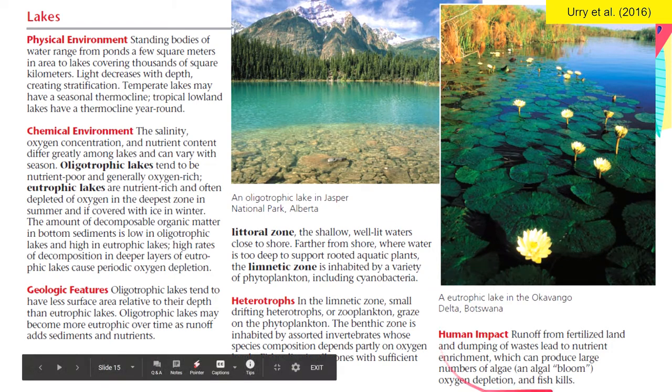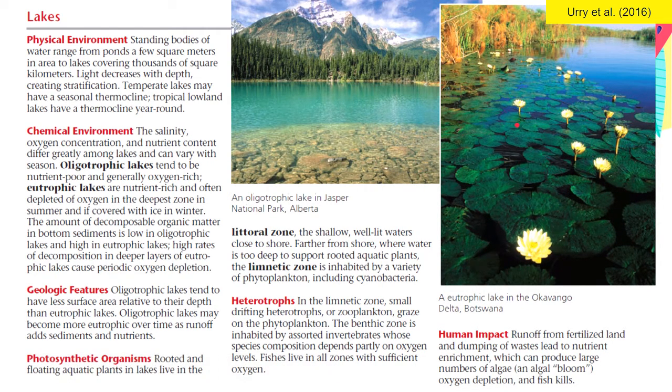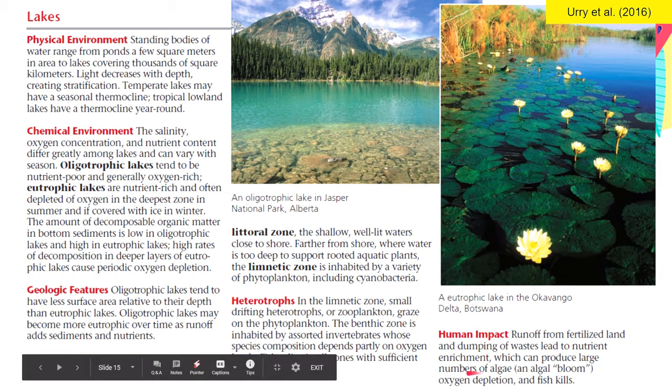So what are the human impacts to lakes and ponds? Runoff from fertilized land and dumping of waste lead to nutrient enrichment. So it increases the nutrients in the soil. You might think that it's a good thing, but honestly it's not, because what can actually result from that are large numbers of algae, or algal bloom.